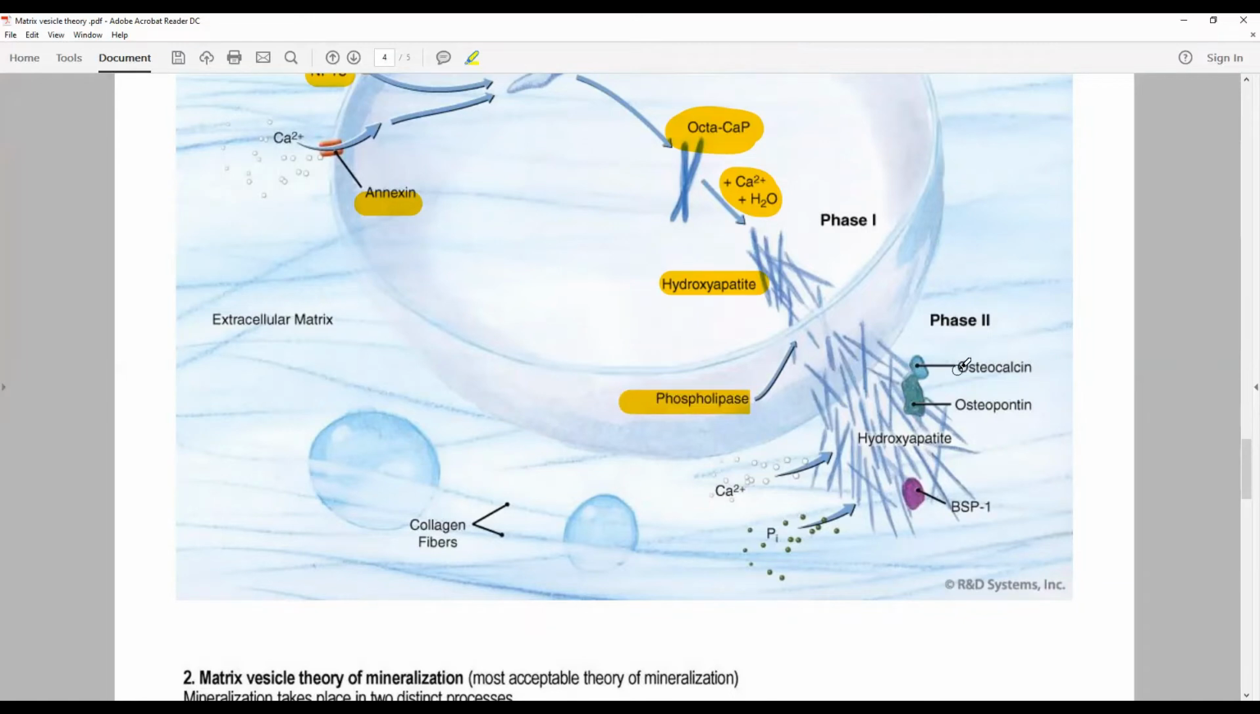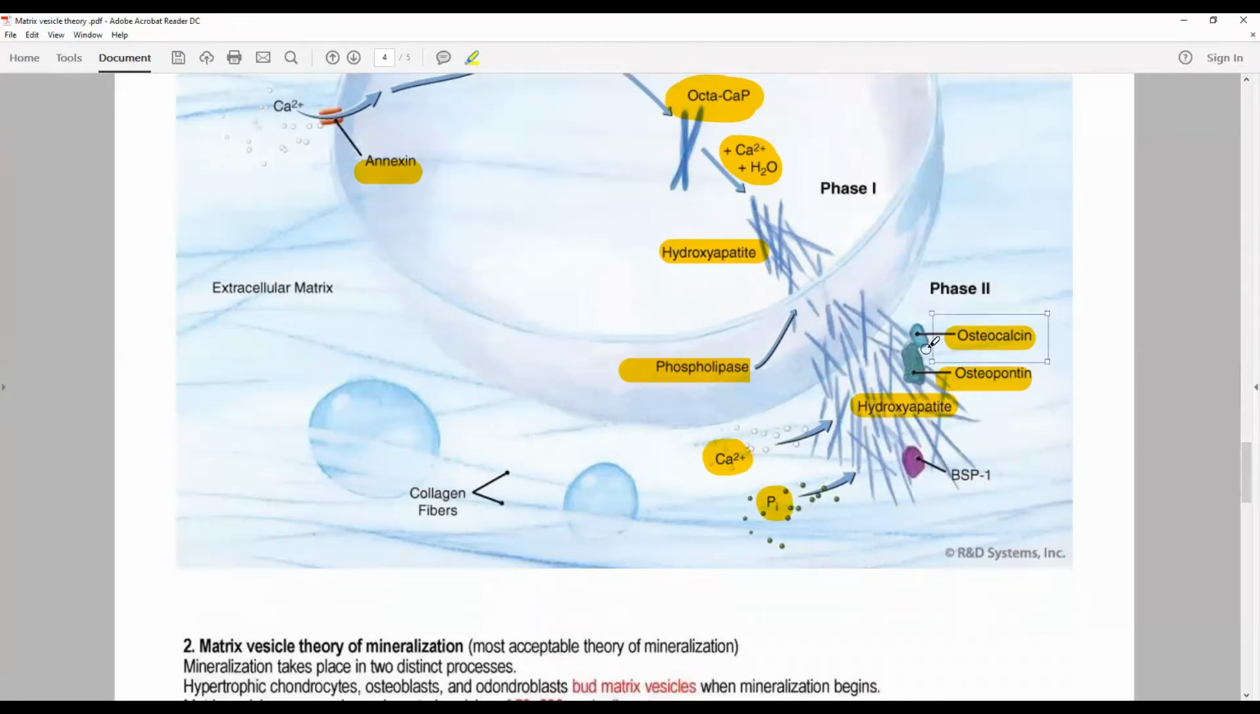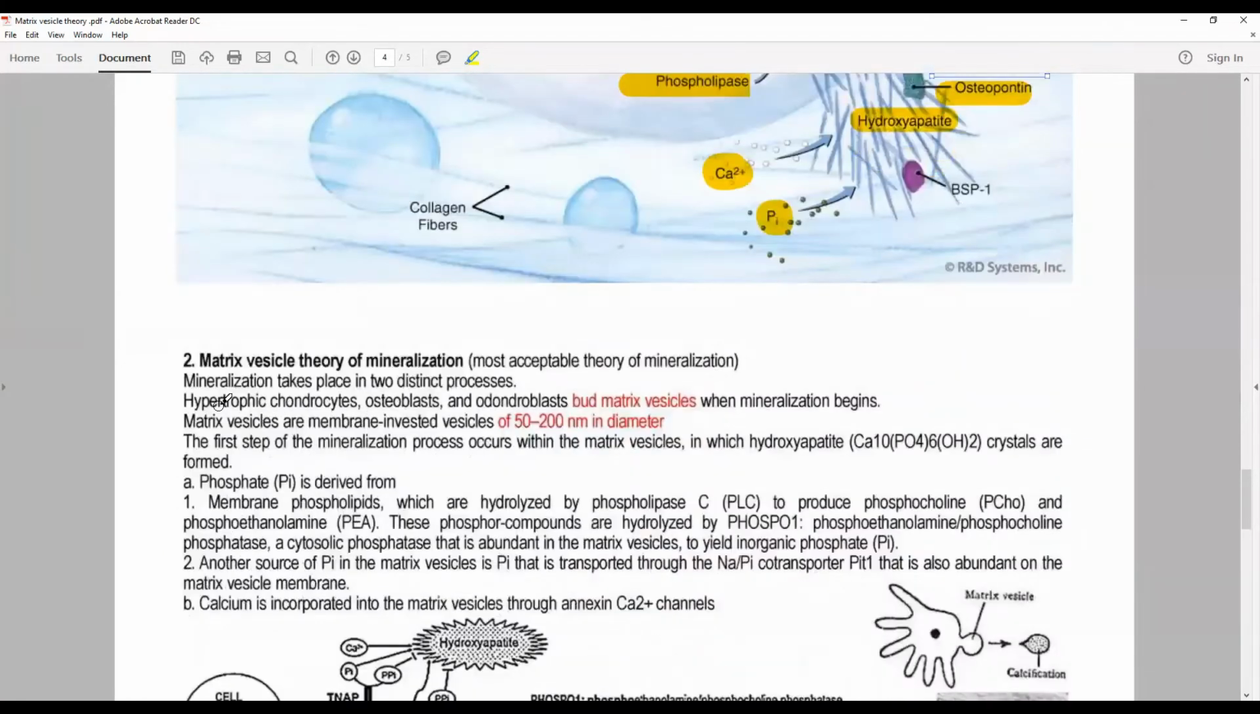In phase 2, newly formed hydroxyapatite crystals are modulated by osteocalcin and osteopontin to form complex hydroxyapatite crystals. At this stage also, calcium and inorganic phosphates are further added. The proteins like osteocalcin, osteopontin, and BSP1 help in forming the hydroxyapatite crystals. Simply to say again, the mineralization takes place in two distinct processes.